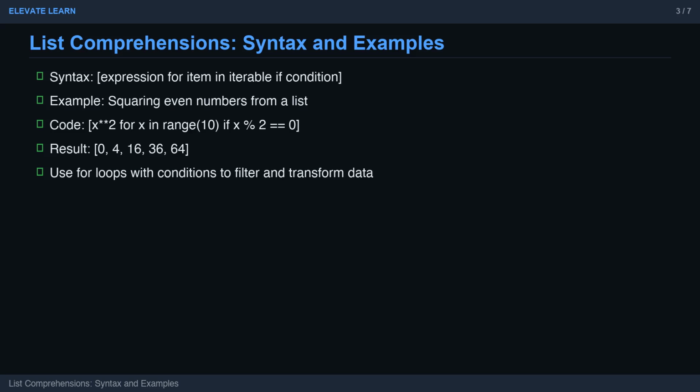This method not only makes your code more concise, but also allows for efficient filtering and transformation of data. Imagine working with large datasets. List comprehensions can handle them with ease. Remember, list comprehensions are just a more Pythonic way to use for loops with conditions to process lists. Stay tuned as we dive deeper into the power of these versatile constructs.